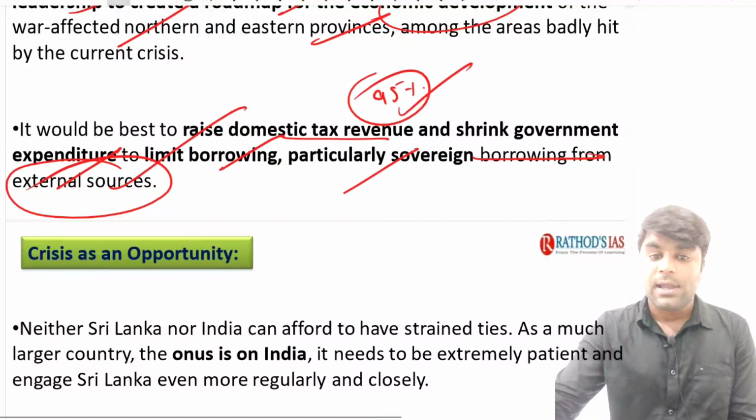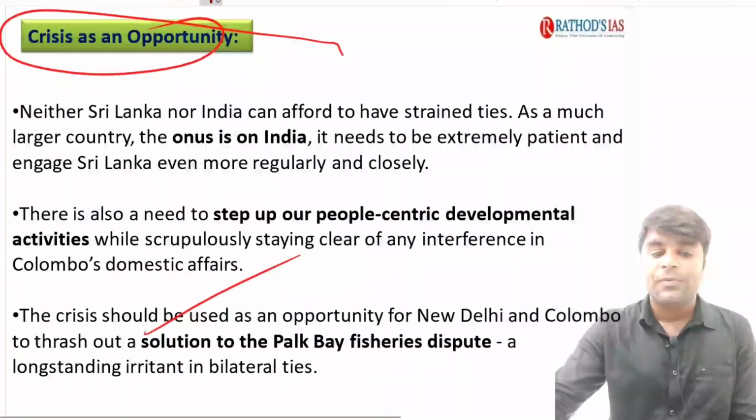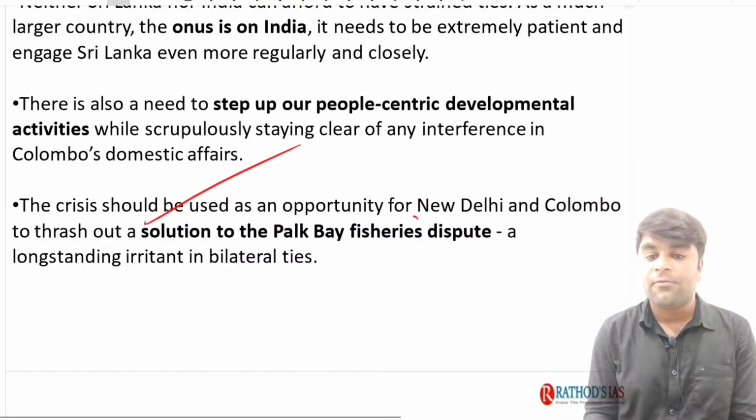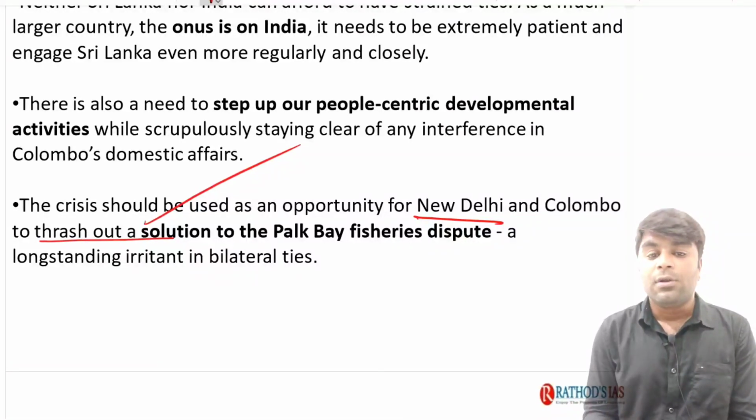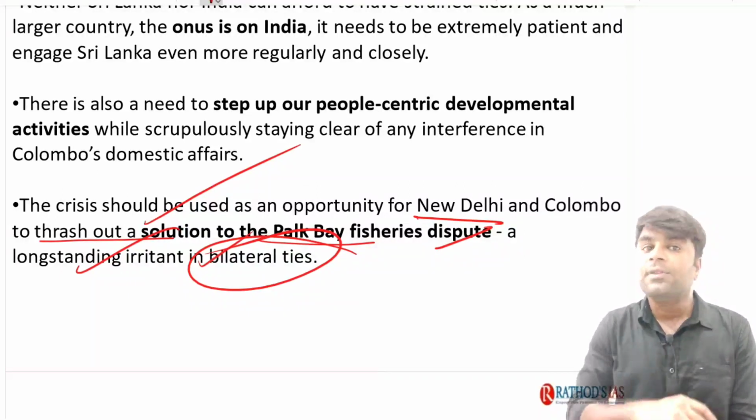So all this, as I said, this crisis should be used as an opportunity for New Delhi and Colombo to thrash out solutions to the Palk Bay fisheries dispute, a long-standing issue inherent in the bilateral ties between these countries.